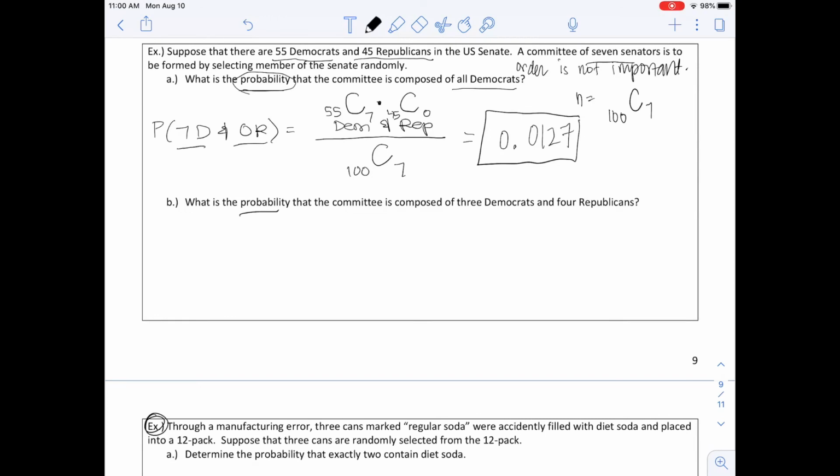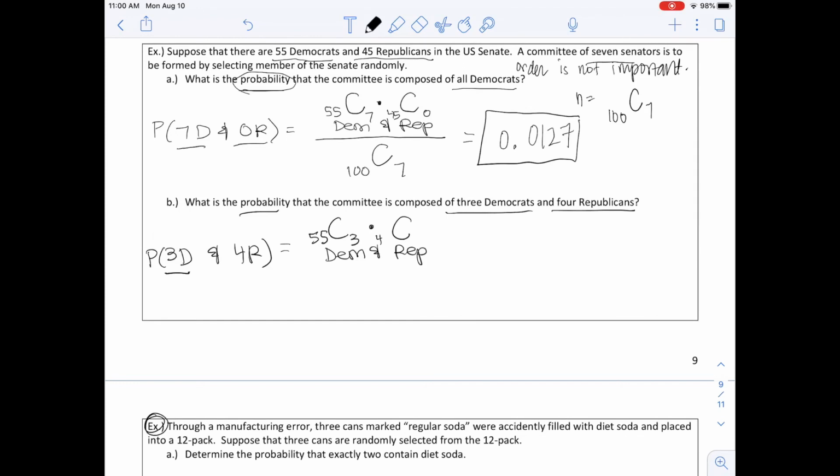Part B says, what is the probability that the committee is composed of 3 Democrats and 4 Republicans? So this time we have the probability of 3 Democrats and 4 Republicans. I'm going to set this up the same way. Write Democrats and Republicans, put a C above both of those, and a dot for multiplication above my word and. So again, for Democrats, if you look up above, we had a total of 55 Democrats, and this time we're only selecting 3.